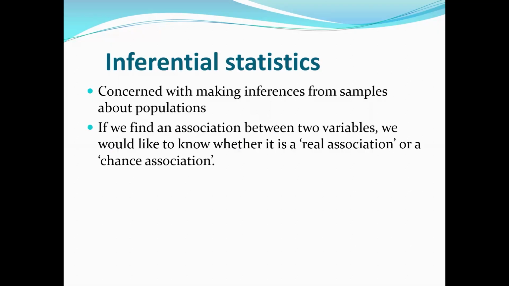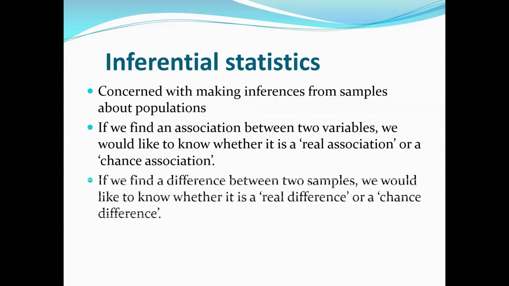For example, supposing you find an association between two variables, we would like to know whether it is a real association existing in the population or a chance association existing only in the sample. It may be a chance association existing only in the sample, or it may be a real association existing in the population. So we want to know that. For that, we use what is called inferential statistics.